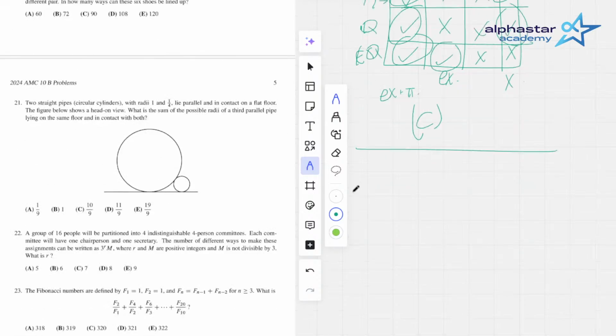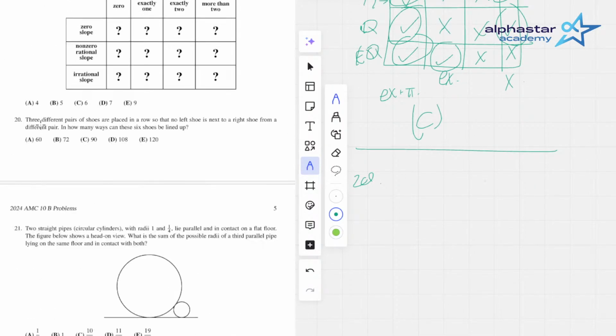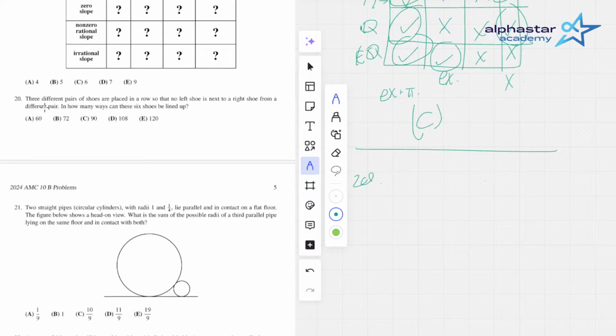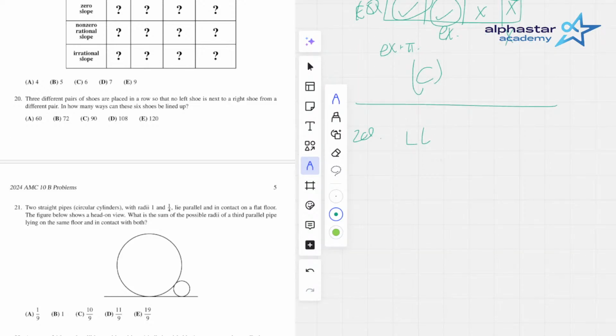Okay, number 20. 3 different pairs of shoes are placed in a row so that no left shoe is next to a right shoe from a different pair. Okay, so the 2 possibilities are 2 left shoes, or left, right, and that forms a pair. I guess we can also have two right shoes, as long as the ones that are left and right are in fact pairs.